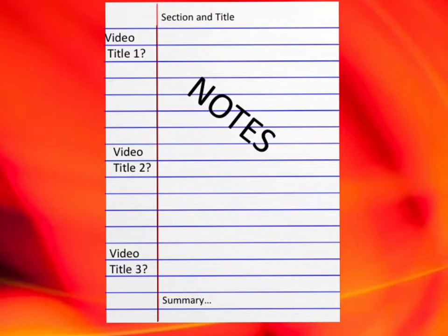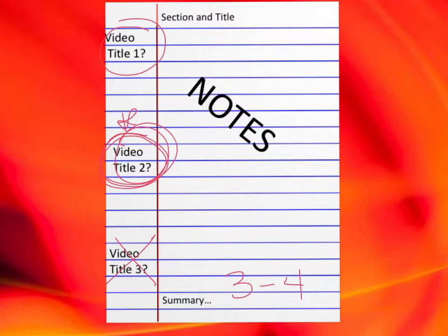Here's a reminder of how your note should be set up. We already did video title number 1. This is video title number 2. Put a star. And then there's no title 3. Make sure you complete your summary, which should be 3 to 4 sentences where you answer both of these questions.